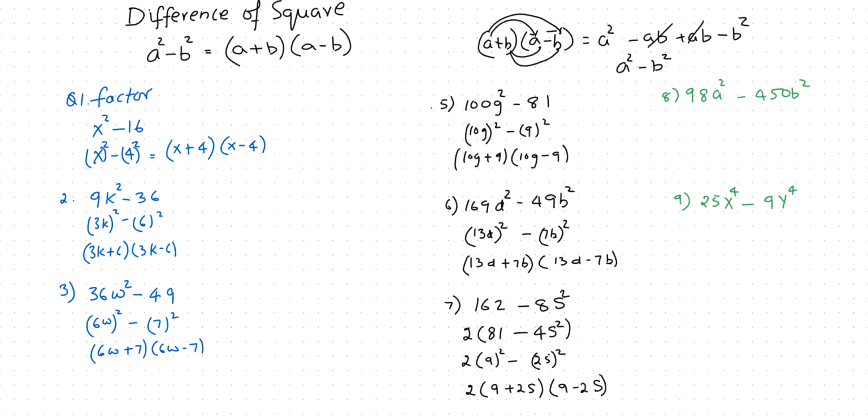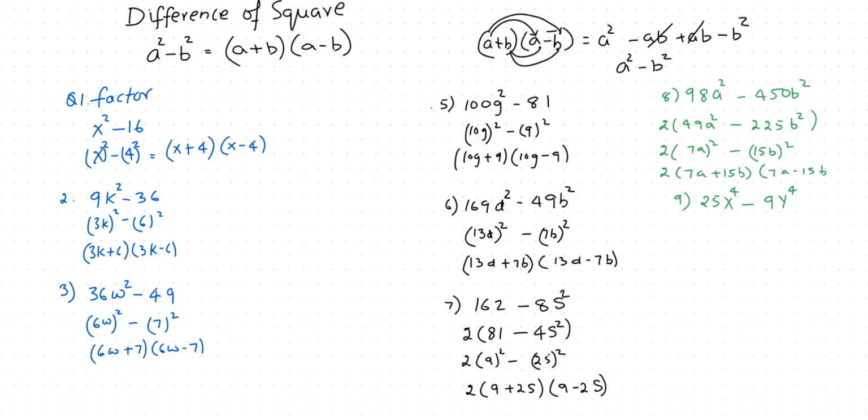Next, 98a² − 450b². First we take out a common factor; we can divide both terms by 2. Taking out 2 common, you get 2 forty-nines are 98, a², minus 2 two-twenty-fives are 450, b². So 49 we can write as (7a)², minus 225, whose square root is 15, (15b)². The factors will be a + b, that is 2(7a + 15b)(7a − 15b).